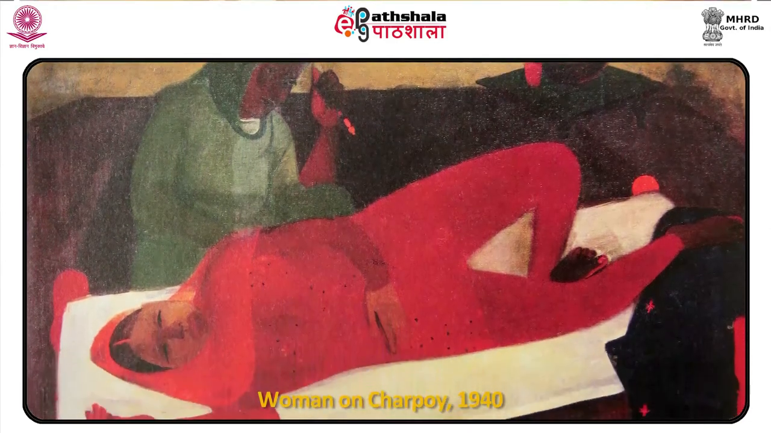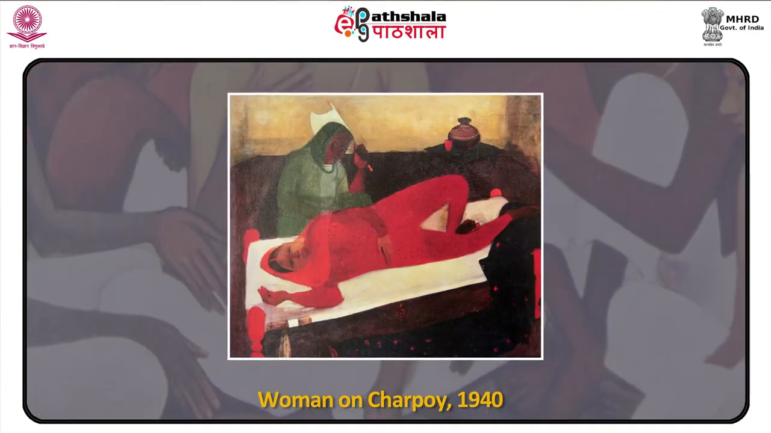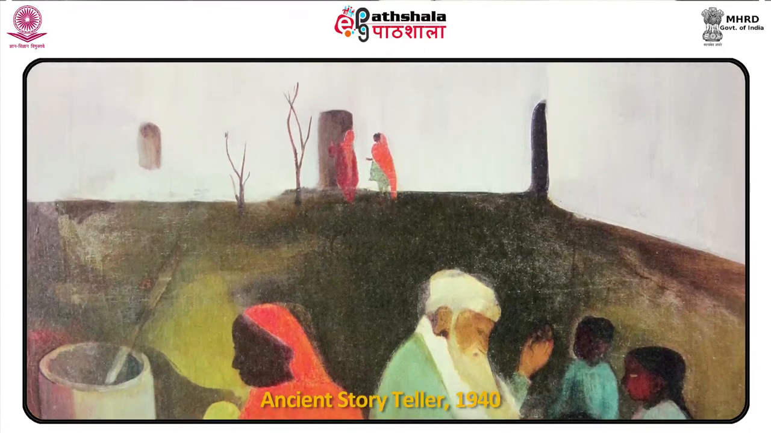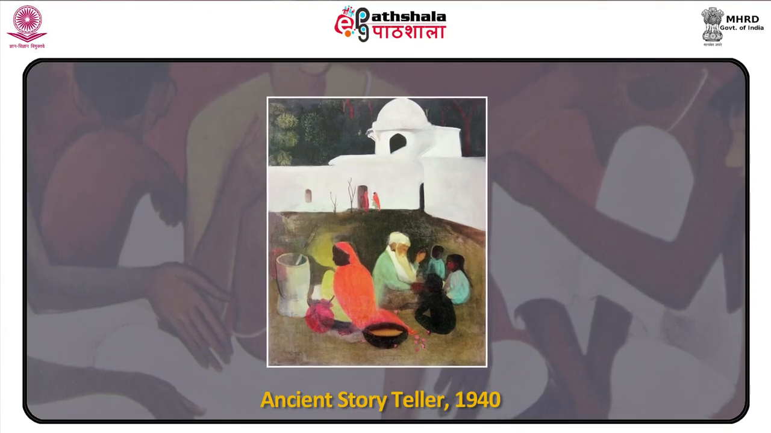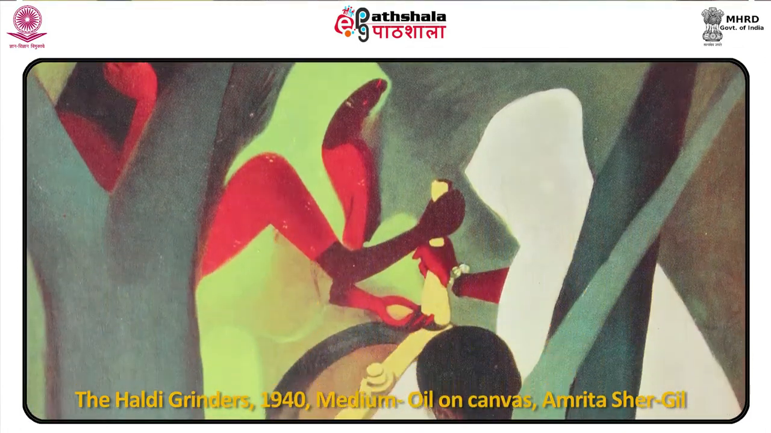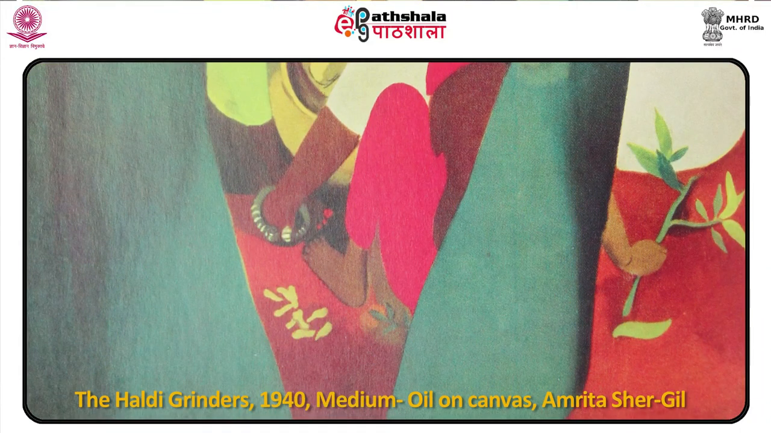On her return, she visited Ceylon and then Mahabalipuram and Mathura, where she saw Kushan sculptures. Initially, she and her husband stayed at Saraya in Gorakhpur, and she became involved in the cloistered life of the women in the feudal setup. The important paintings of the last phase were done mostly in 1940 and include works such as Woman Resting on Charpai, The Ancient Storyteller, The Bride, Elephant Promenade, Haldi Grinders, and The Swing, among others.